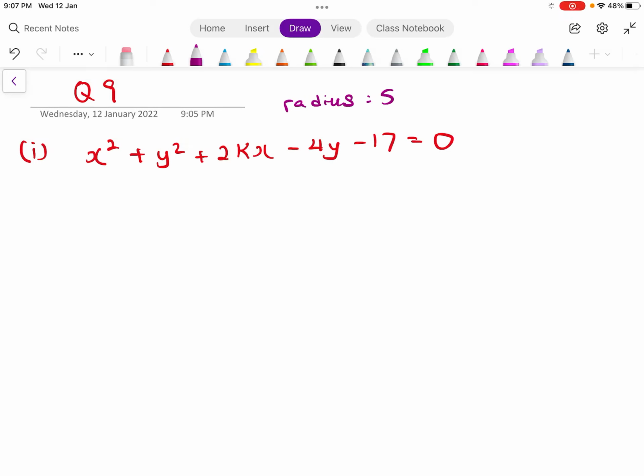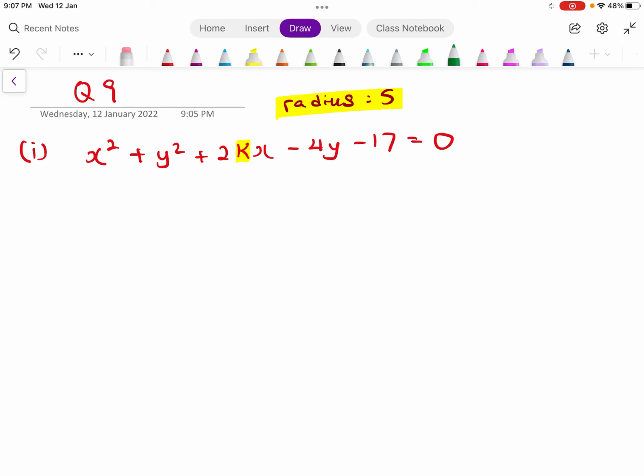Alright, so this is question 9. Question 9 is testing us on our circles, right? Equation of circles. Okay, so first thing first, we're given the equation. This is what we call the general form of the equation of a circle, and we are given that the radius is equal to 5, and we are required to find the value of k. Okay, so how do we do this?